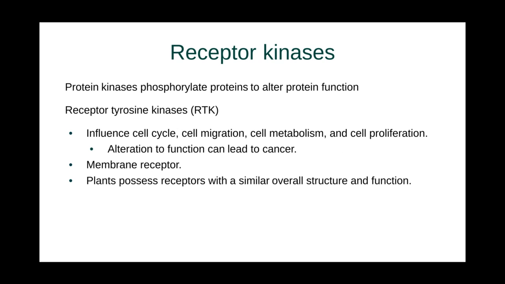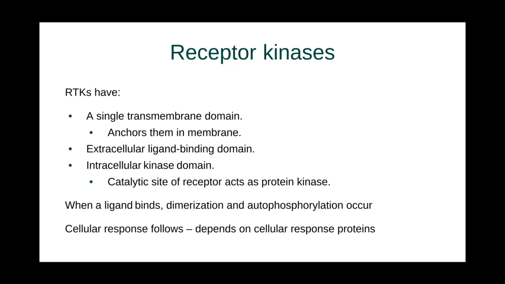Now, what's interesting about RTK is that because it does all this stuff with the regulation of the cell cycle and cell proliferation, we know that mutations to it can cause a cancerous phenotype, so cancer. Right? RTK is a membrane receptor, and it's not something that's found only in animals. Plants have similar receptors to RTK. They're just labeled something different. So it's a relatively consistent thing across the domains of life.